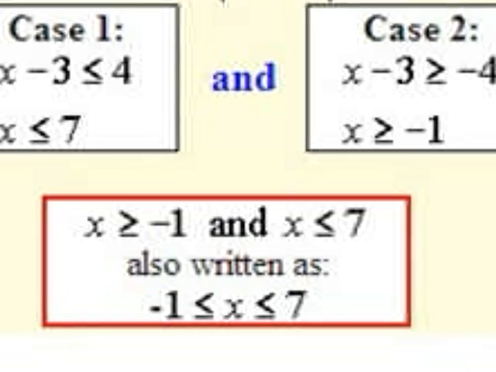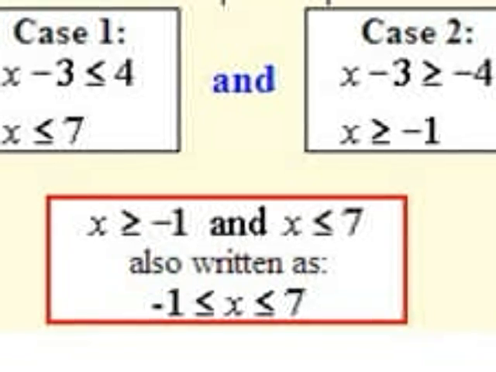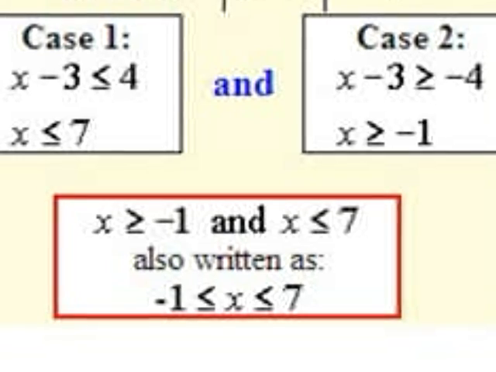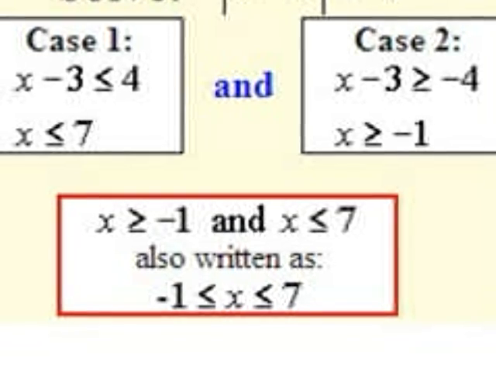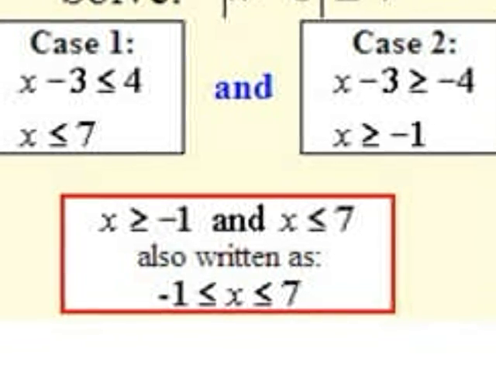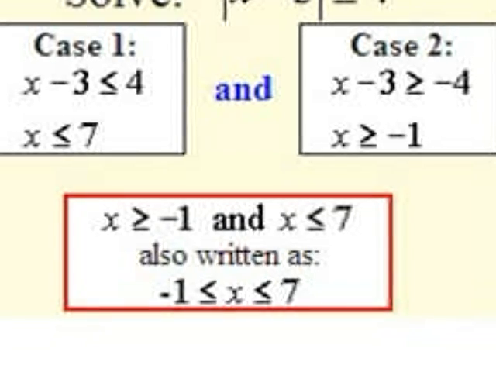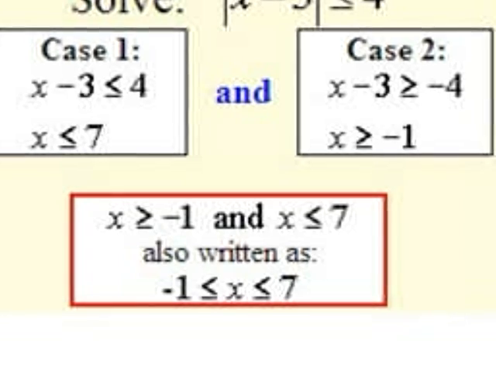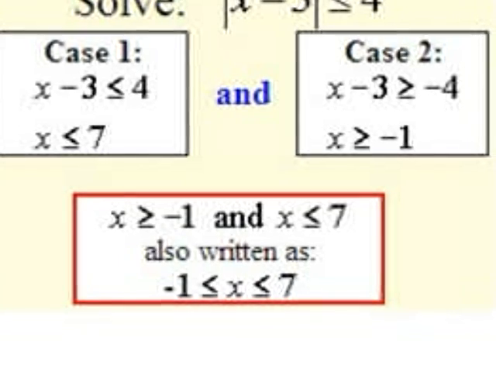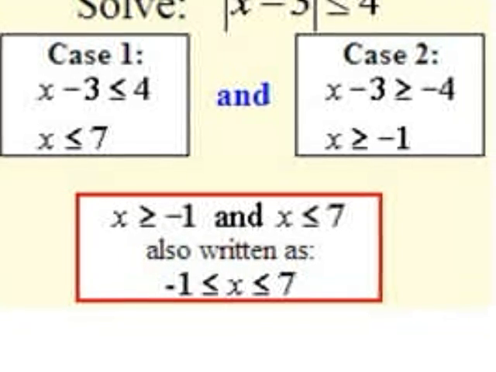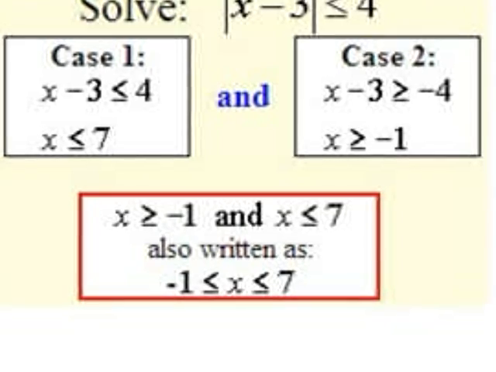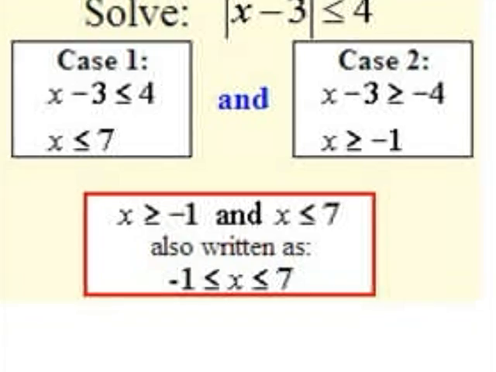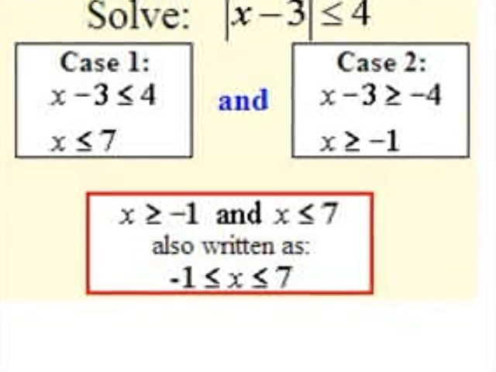In the equation, the absolute value of x minus 3 is less than or equal to 4, you must first get rid of the absolute value. Then you must create two cases, and you get x minus 3 is less than or equal to 4, and x minus 3 is greater than or equal to negative 4. When you solve this, you get that x is less than or equal to 7, and x is greater than or equal to negative 1. Because the sign in the equation is less than or equal to, you use the word and. Therefore, your answer is negative 1 is less than or equal to x, which is less than or equal to 7.